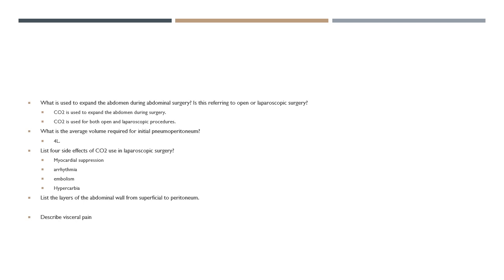Next, list the layers of the abdominal wall from superficial to the peritoneum. So coming from superficial to deep, you have skin, subcutaneous fat, also known as Camper's fascia, and you have Scarpa's fascia, and you have external oblique, internal oblique, you have the transverse abdominis muscle, the transversalis fascia, also known as the deep fascia, then you have the preperitoneal fat, and then the peritoneum.